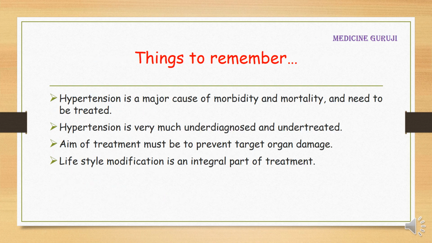Coming to the last part of slides, things to remember. Hypertension is a major cause of morbidity and mortality and needs to be treated. Hypertension is very much undiagnosed, underdiagnosed, and undertreated. Aim of treatment must be to prevent target organ damage. The main target organ damage is kidney and heart, and lifestyle modification is an integral part of treatment.